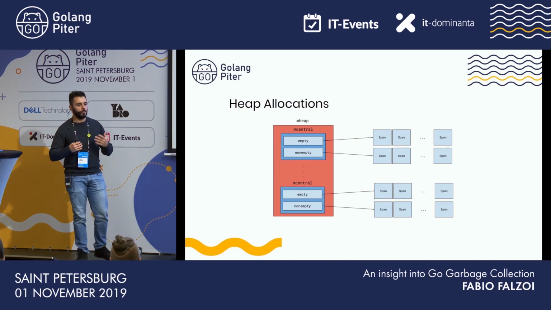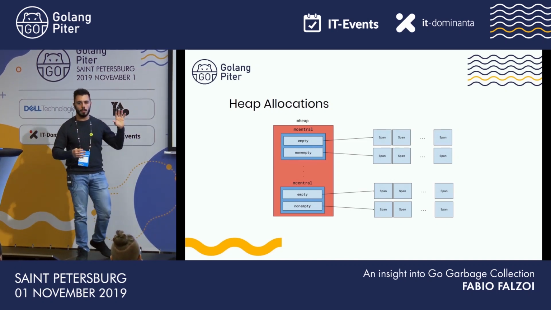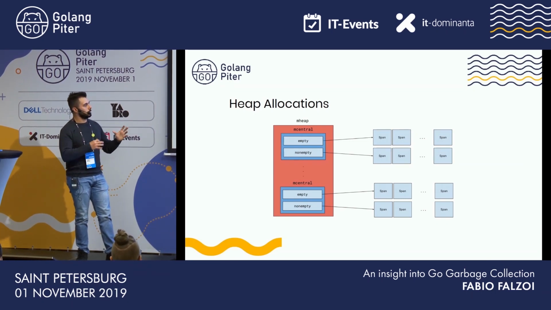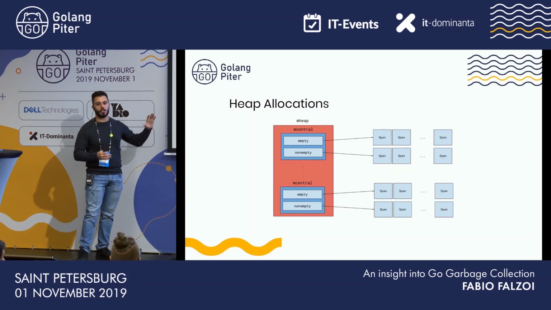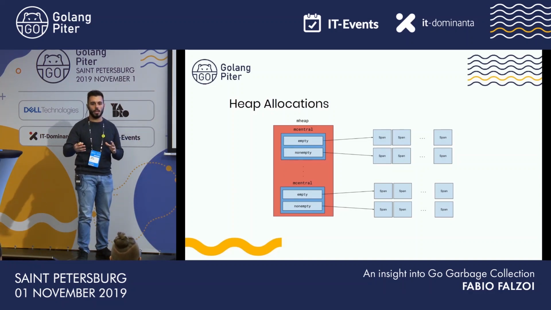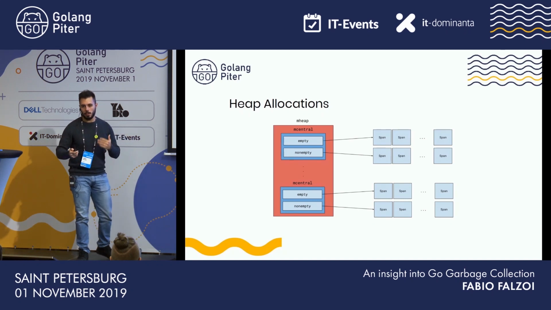Again, if those caches are empty, you will have to rely on a global heap structure that manages all the Go heap, and if even that structure does not have enough memory for your allocations, the runtime will ask the kernel for more memory.